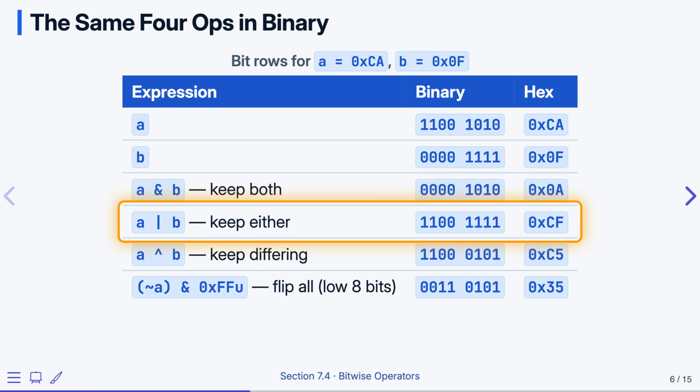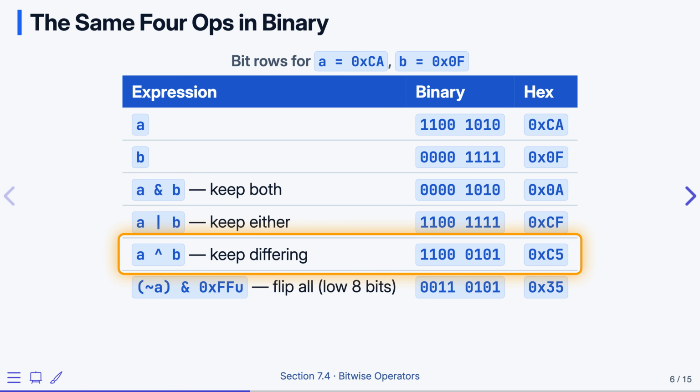A OR B keeps a 1 where either had 1, hex CF. A XOR B keeps a 1 only where they differ, hex C5. And NOT A flips every bit, turning hex CA into hex 35. Each operator has a job: AND tests and clears, OR sets, XOR toggles, and NOT builds masks.